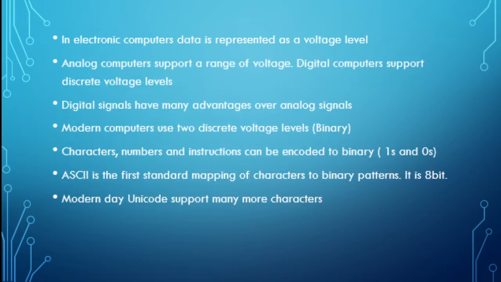To process information, first it needs to be represented inside the computer. In electronic computers, voltages are used to represent the information. If a continuous voltage signal is used, it is called an analog computer. On the other hand, if discrete voltage levels are used, it is called a digital computer.